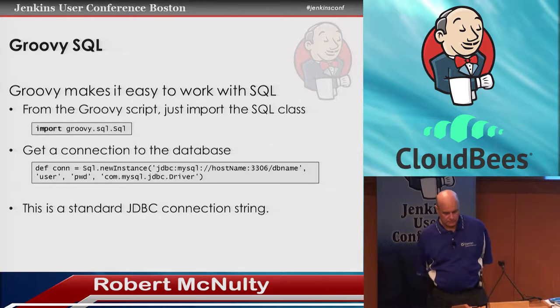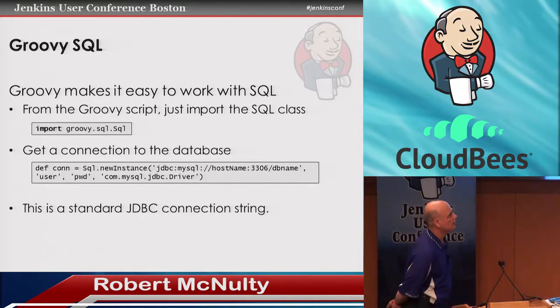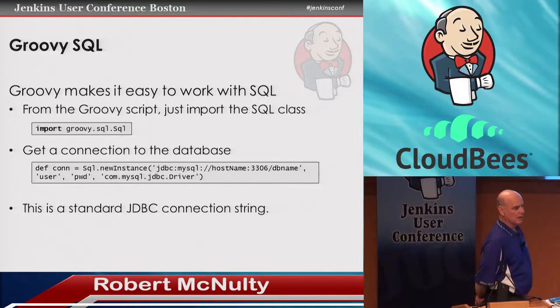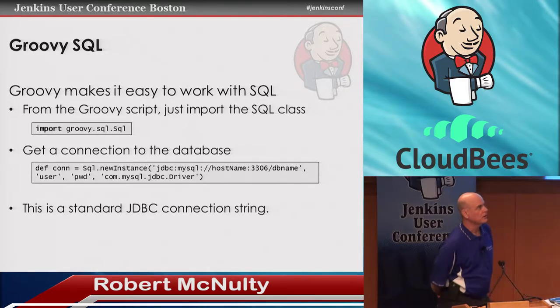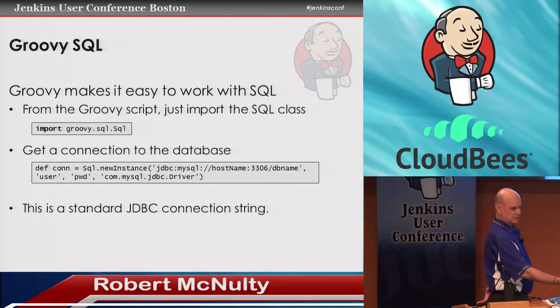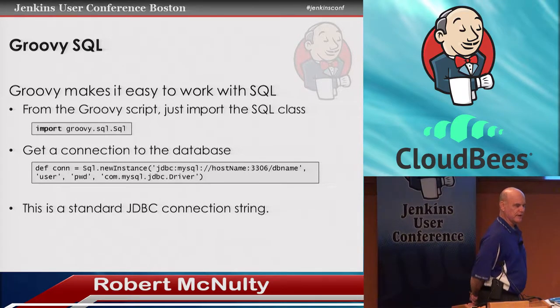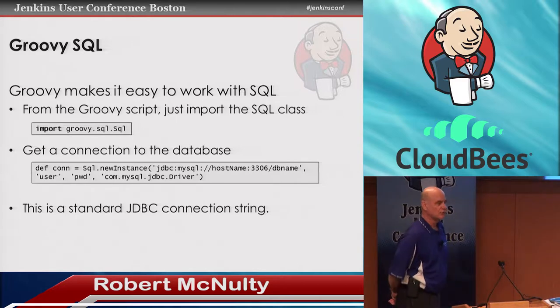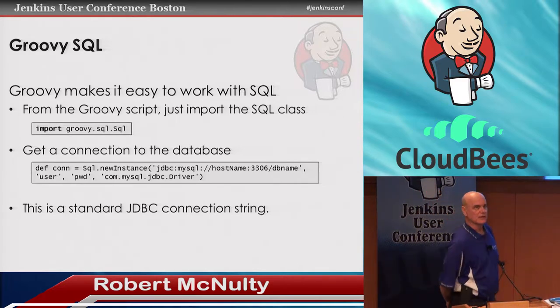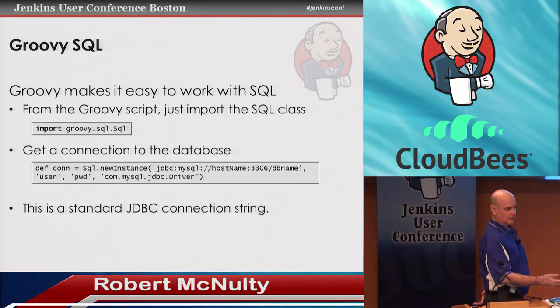Now, getting to those, that's the easy part. Groovy makes it very easy to work with SQL. From the Groovy script that we're going to be calling from Jenkins, all you need to do is import groovy.sql.Sql, get a connection to the database, which is exactly this statement, Sql.newInstance, JDBC, whatever the name of your database is, user, password, driver, all very familiar to Java developers. It's just a standard JDBC connection string. Once that's done, it comes back successfully. You have a handle to your database using the con variable.